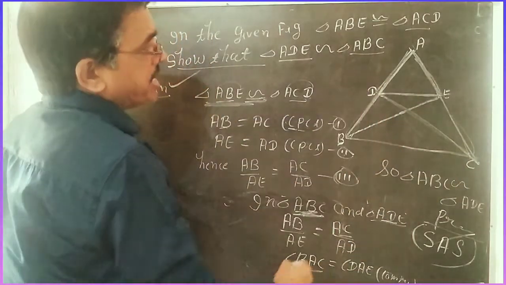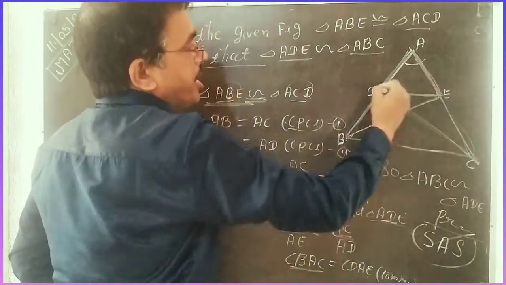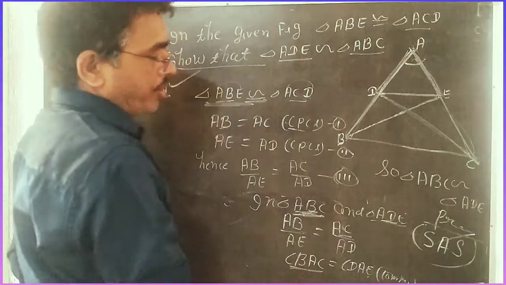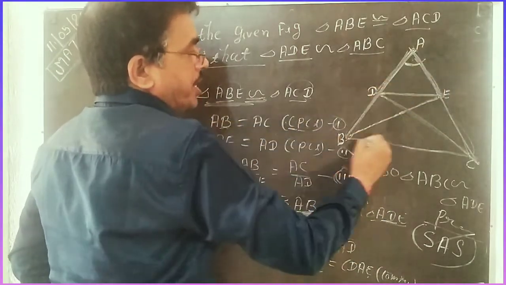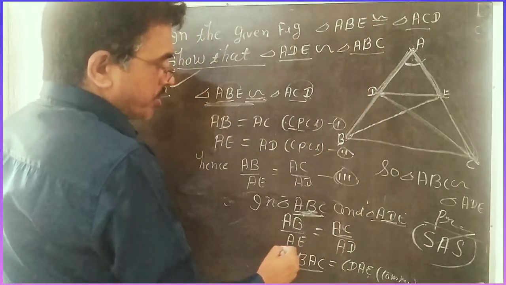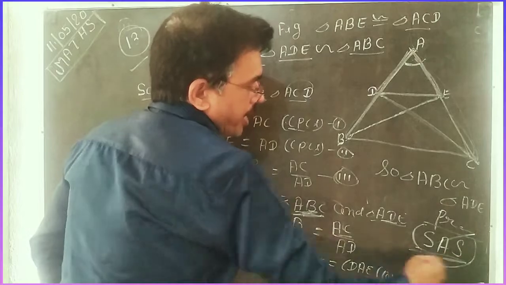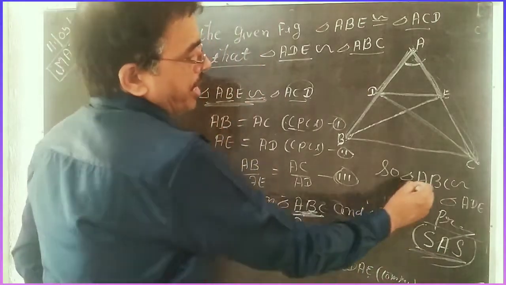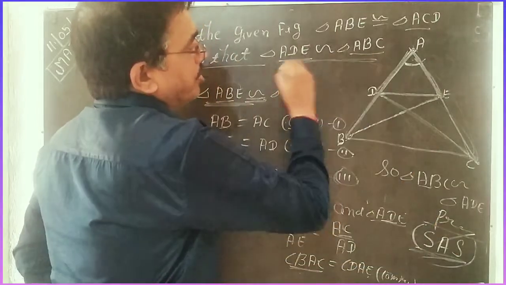And angle BAC, this angle, is equal to angle DAE, this angle. Both are common, because this angle is in the small triangle and also in the large triangle. So two sides and one angle. So by SAS similarity, triangle ABC is similar to triangle ADE, that is proved. This is your question.